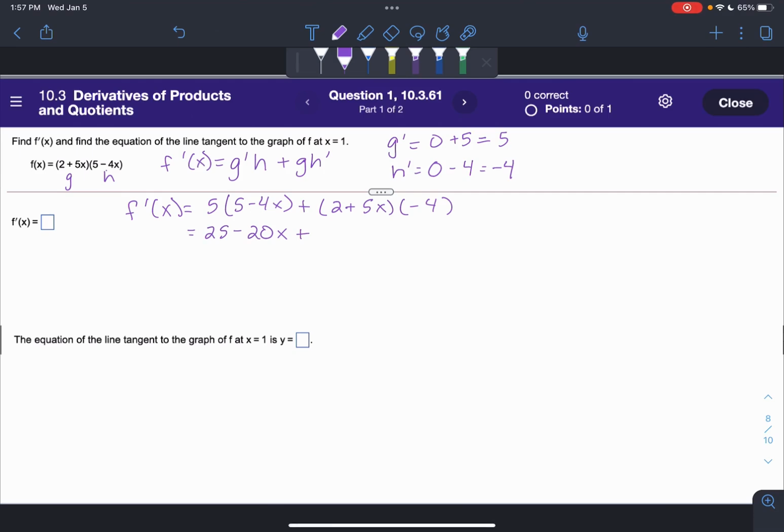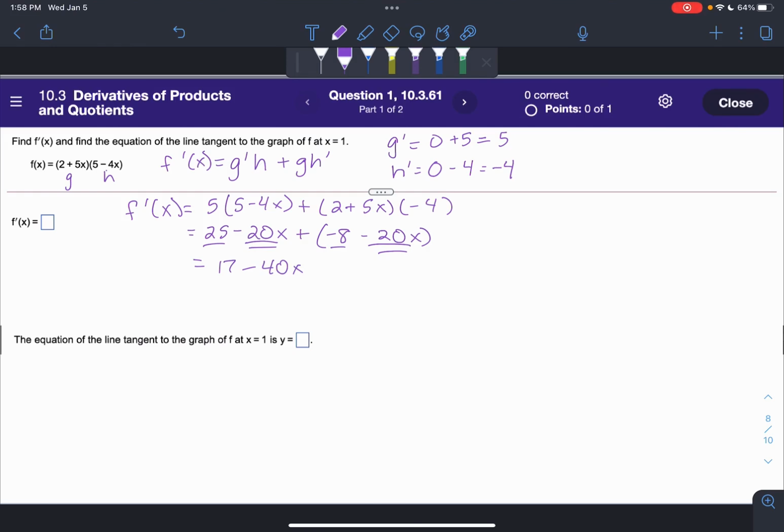So we got there, and then minus 8 minus 20x. So I get 25 minus 8, right? That gives me 17. And then this minus 20x, that gives me minus 40x. And so that is our derivative here.